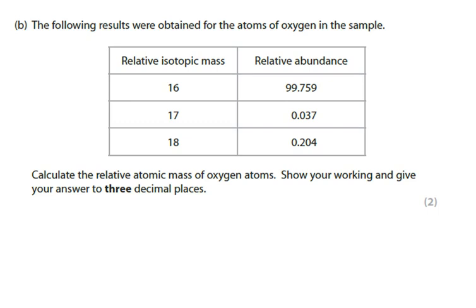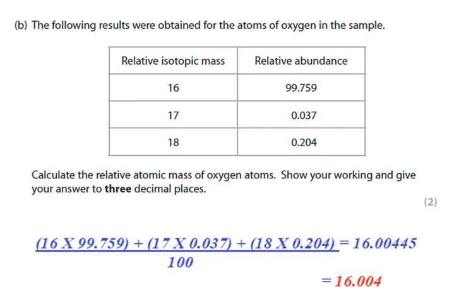Again, the relative atomic mass would just be the mass of the isotope times its abundance plus the other mass times its abundance, and so on. And of course, that's divided by 100. Now, notice that for many of these questions, he asks you to give the answer to a specific number of decimal places or a specific number of significant figures. So please follow his instructions. If he says your answer should be to 3 decimal places, then your answer should be to 3 decimal places.